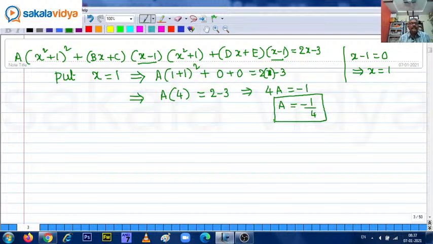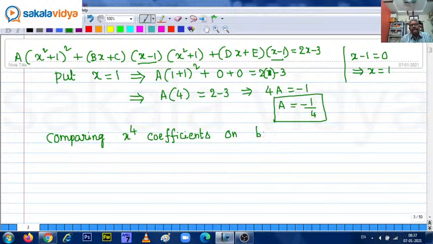A is equal to minus 1 upon 4. Now comparing x square whole square means x to the power of 4. X to the power of 4 coefficients on both sides.